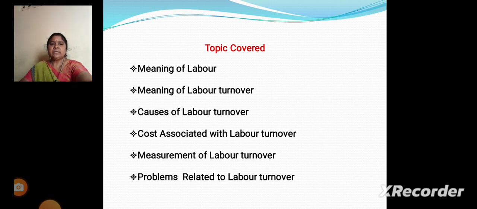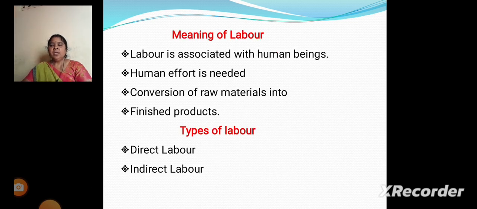First one is meaning of labor. Labor is associated with human beings. Human effort is needed for conversion of raw materials into finished product. Such human effort is called as labor. The next one is types of labor. There are two types of labor, direct labor and indirect labor.